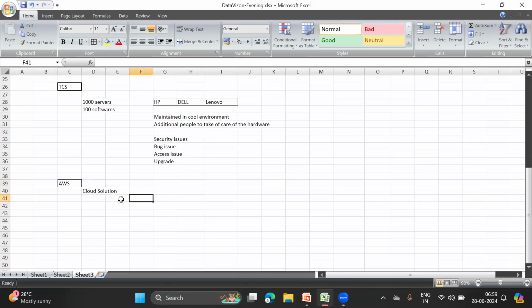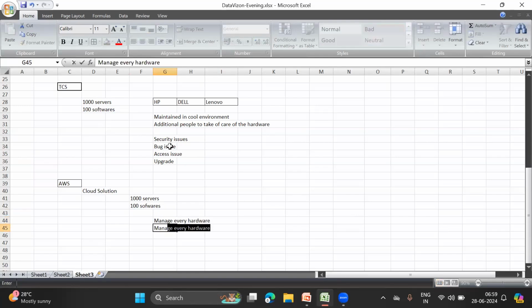So what I will do, AWS said, is that I also have 1,000 servers. I also have these 100 softwares available with me. Why are you taking all these headaches? Why don't you give all this headache to me? I will manage all the hardware. I will manage all the softwares for you. I will manage the security. I will manage all the issues. I will manage all the updates and upgrades to your software.